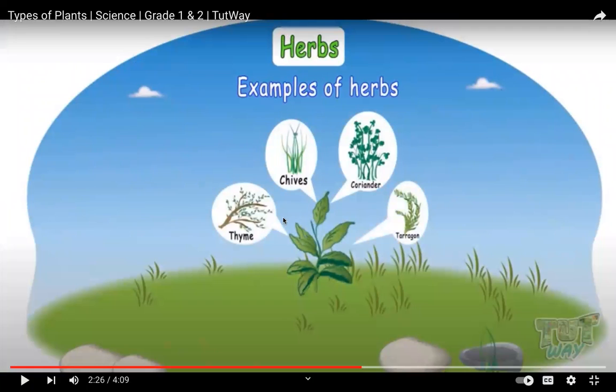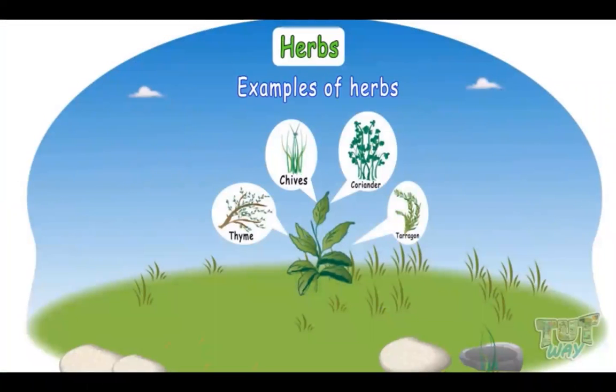See, these are also examples of herbs. Here we have thyme, chives, coriander, tarragon. All these are also examples of herbs. Their stems are weak and green and also very soft.